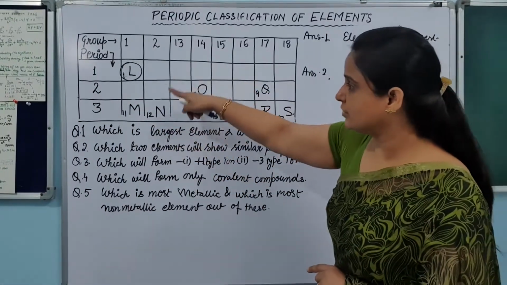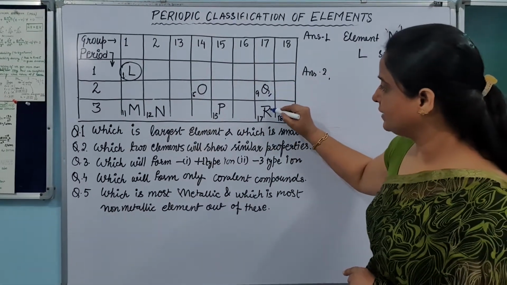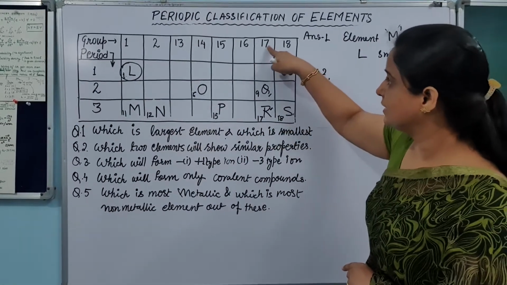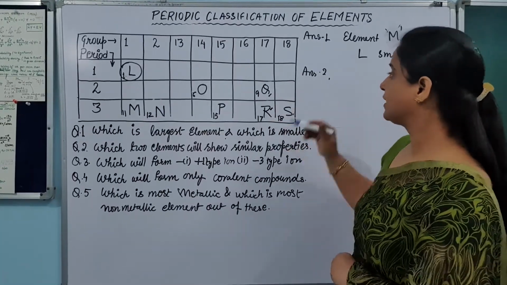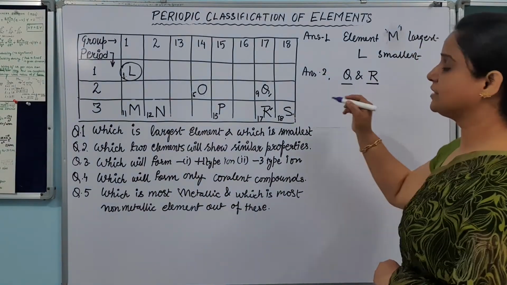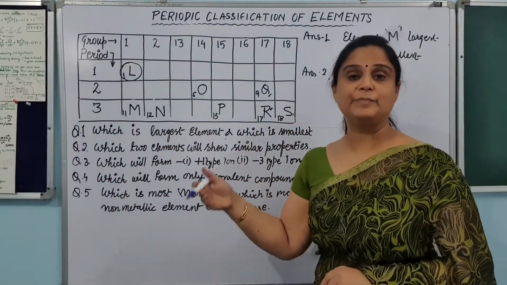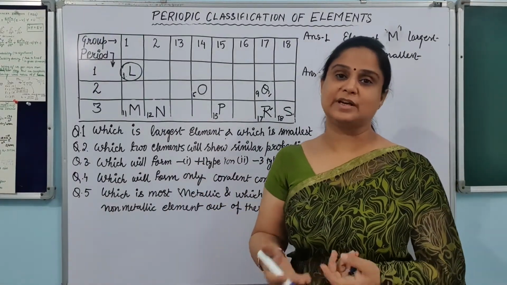Next, what 2 elements are you getting in a group? Look at this, Q and R. You can see in group 17 there are 2 elements kept there, Q and R. So I will write down Q and R because they are kept in the same group, which means they will show the similar configuration, and so similar kinds of properties.